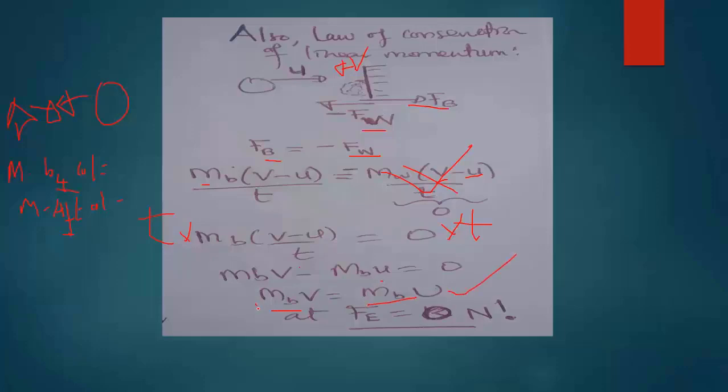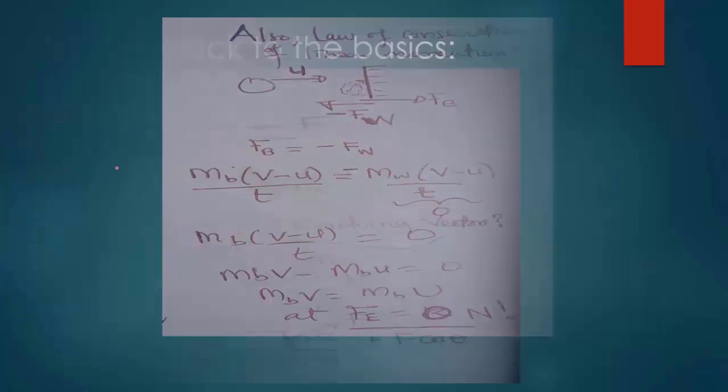So this shows that momentum before collision is equal to momentum after collision when there is no external force. Remember, the condition is that there is no external force, and that is what the law of conservation of momentum is telling us: that under isolated conditions, when there is no external force, the momentum before collision and after collision must be equal.